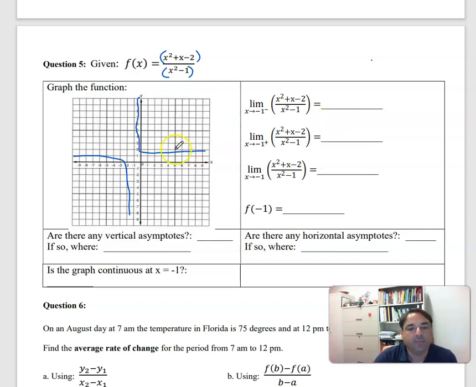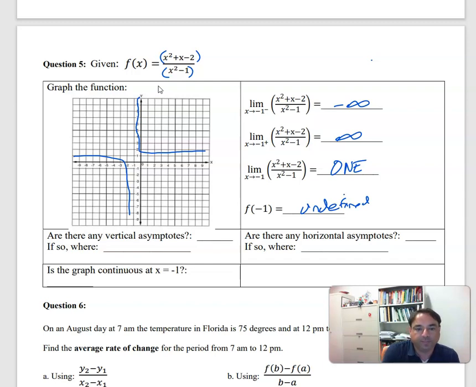Okay. Now, when we go through our things from negative 1, this is what we're approaching. Coming from the left, this goes down forever. So that would be negative infinity. Coming from the right, this goes up forever. That would be positive infinity. And since they do not match, does not exist. And we can't plug in negative 1. It's undefined because something's going on there.